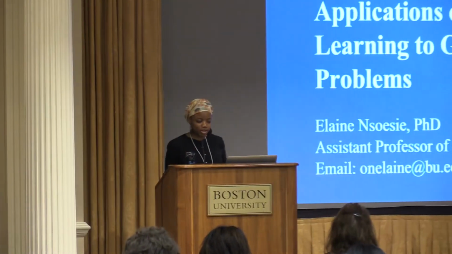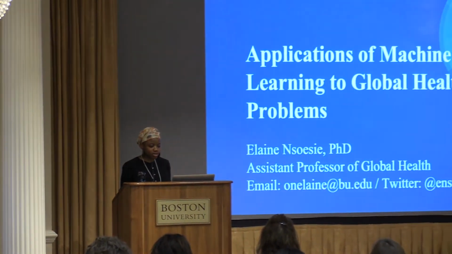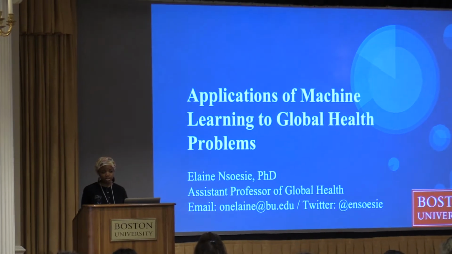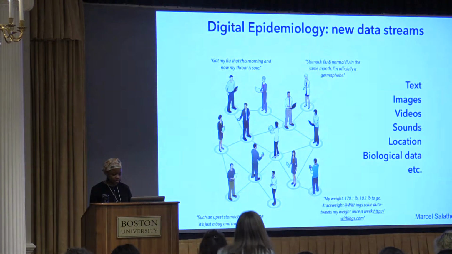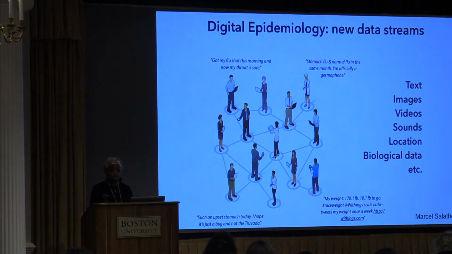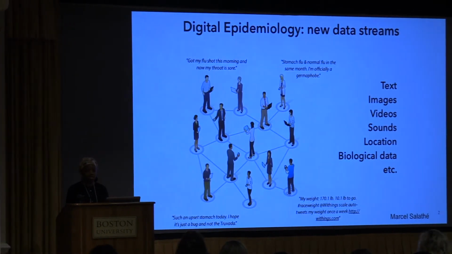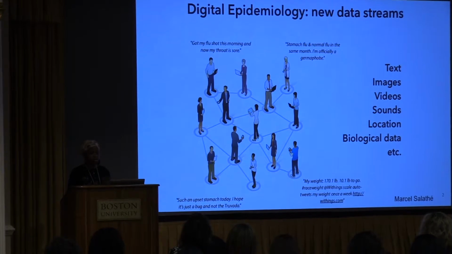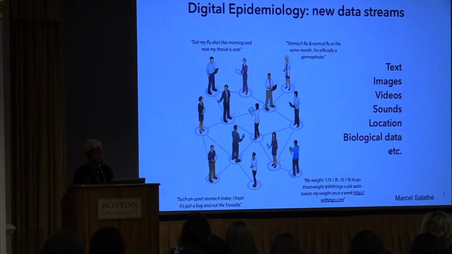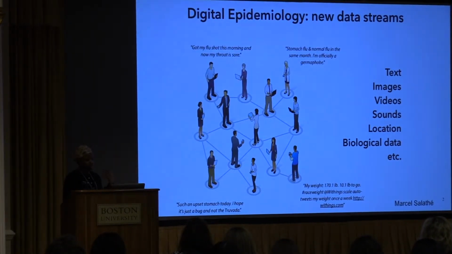Hello. So I'm going to talk to you about how we're using machine learning, specifically applied to digital data, for public health. Most of the work I do falls into the field of digital epidemiology. What we're mostly interested in is using data that's not collected specifically for public health purposes, but applying that data to public health problems. These include text, image, video, sound, location data, biological data, etc.